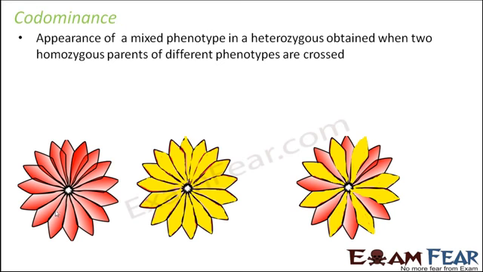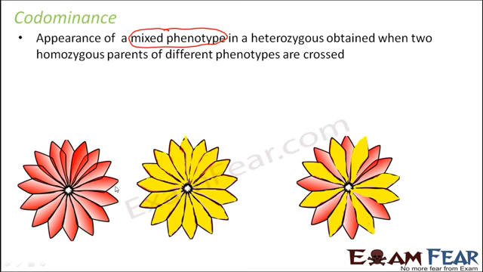It is the occurrence of a mixed phenotype. So please understand the difference between intermediate phenotype and mixed phenotype. Mixed means the dominant trait will get expressed, and the recessive trait will also get expressed. So both the traits, both the parents, will get expressed. That is a mixed phenotype, in a heterozygous obtained when two homozygous parents of different phenotypes are crossed.